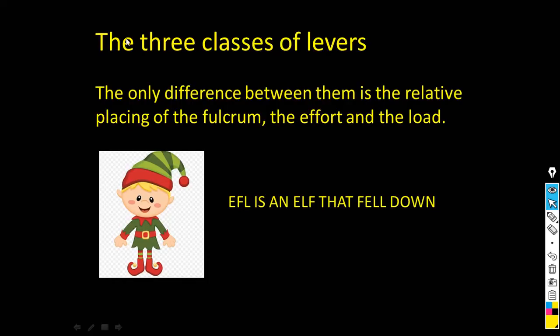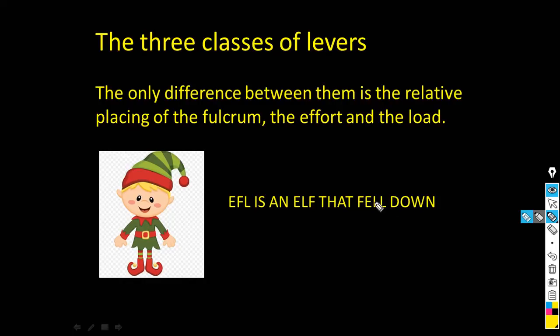So like I was saying, we know up to this point that there are three classes of levers: the first class, the second class, and the third class. And the only difference between them is the relative placing of the fulcrum, the effort, and the load. Remember that I told you about these mnemonics that can help you in order to memorize what class corresponds to what placing.